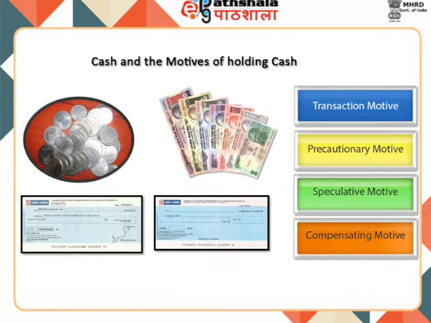Compensative motive. Here, the cash is held in order to compensate banks for providing certain services like clearance of checks, payment of bills on time, etc. For this, a minimum balance may be needed to be maintained in the bank.